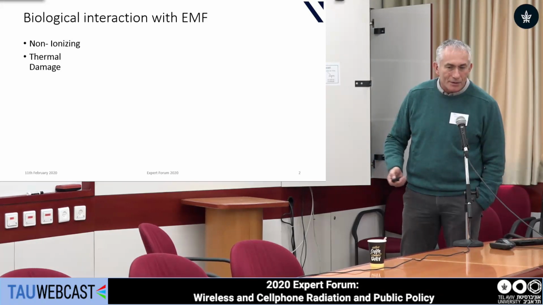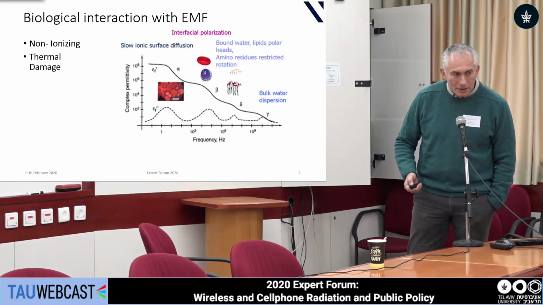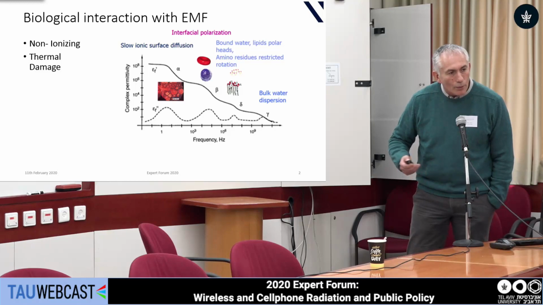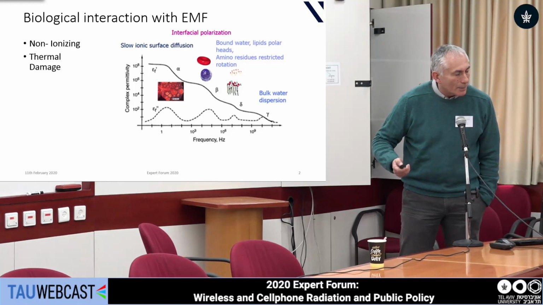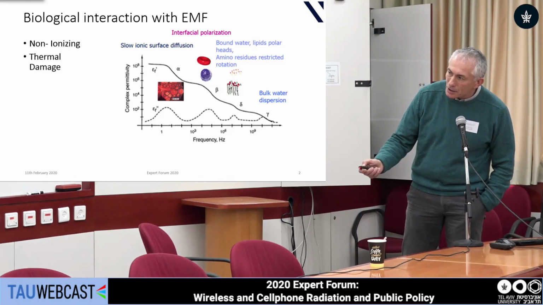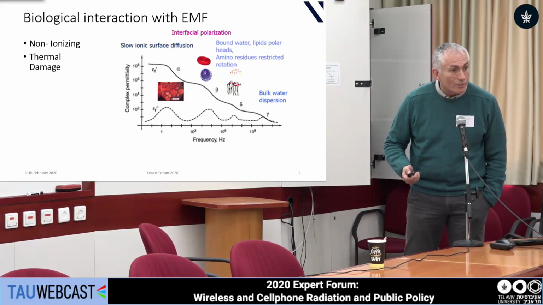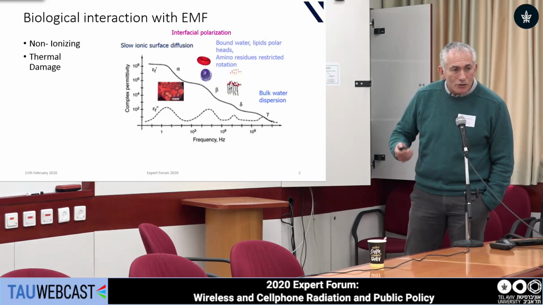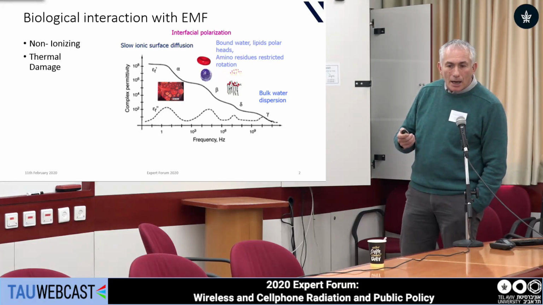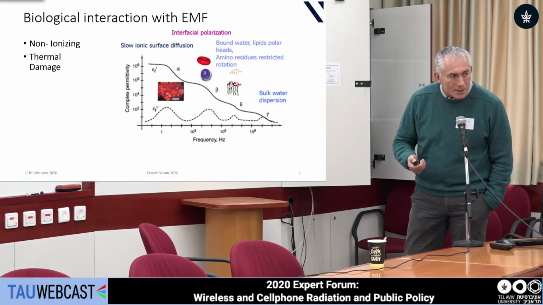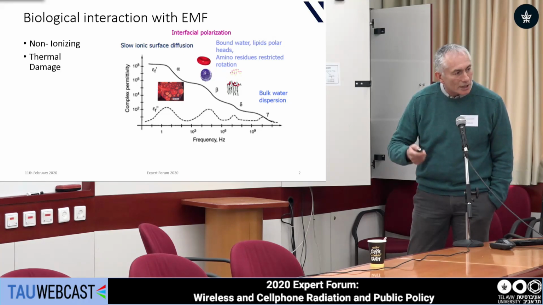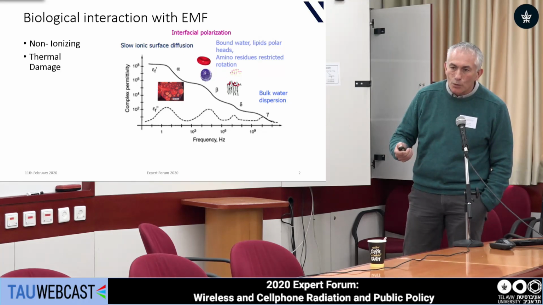stuff with radio waves to see how they react. This is the sort of picture I look at when I am seeing biological substances. That is a graph of the dielectric permittivity of biological materials. The dielectric permittivity is what describes how a material changes the character of an electromagnetic wave.